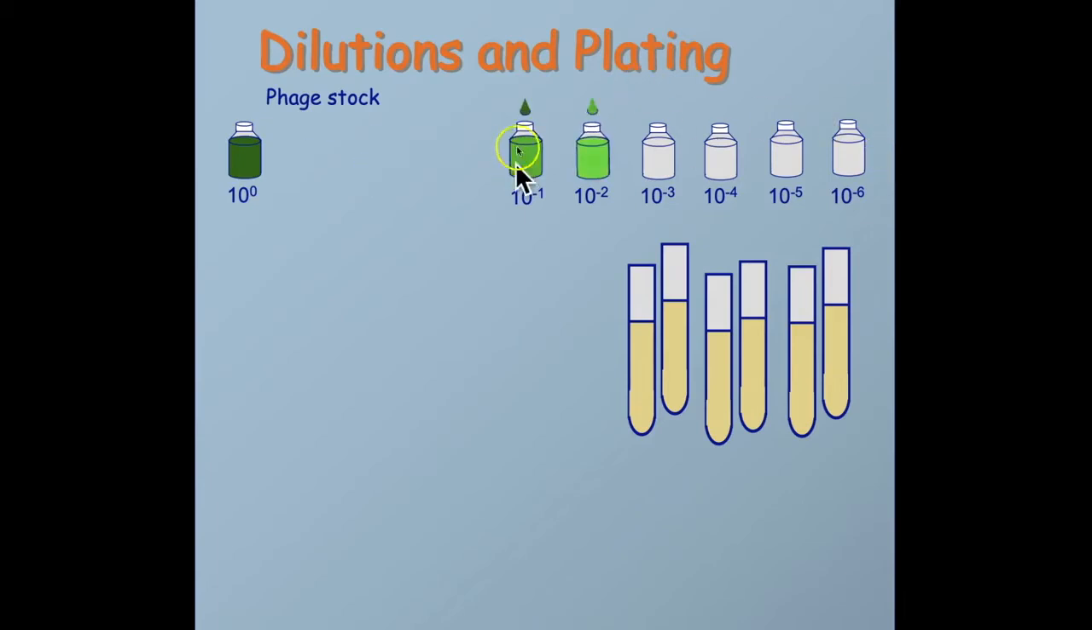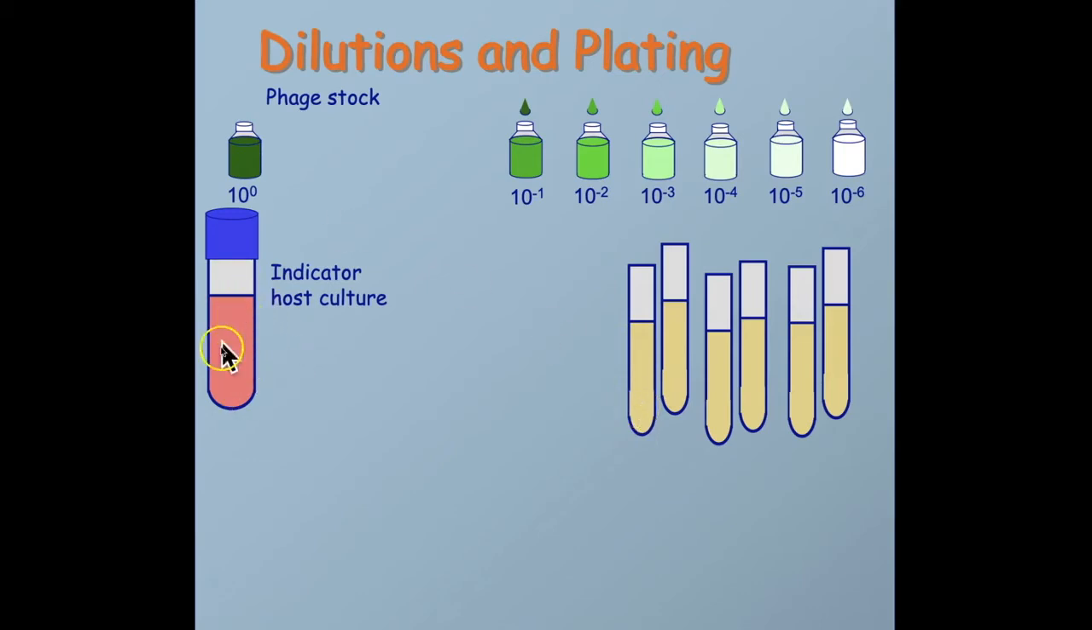You can see it getting significantly lighter, indicating the dilutions that are occurring. And so now we have these phages in these bottles that are at serial tenfold dilutions. These samples can now be mixed with indicator bacterial host cells in loose molten agar.